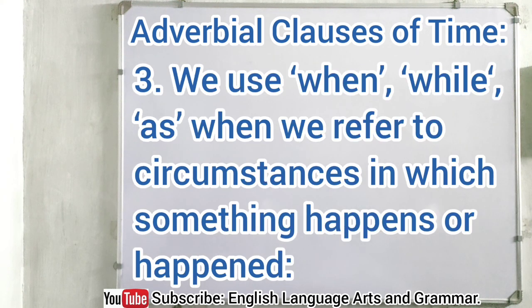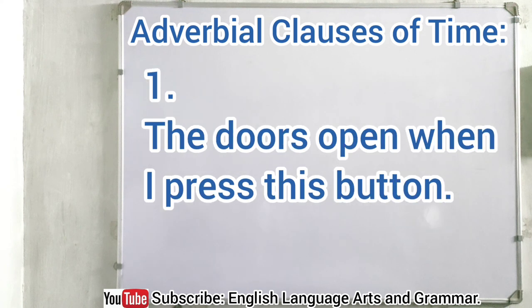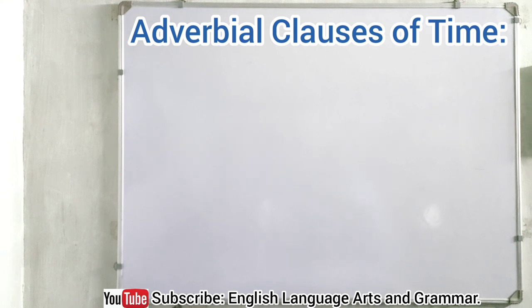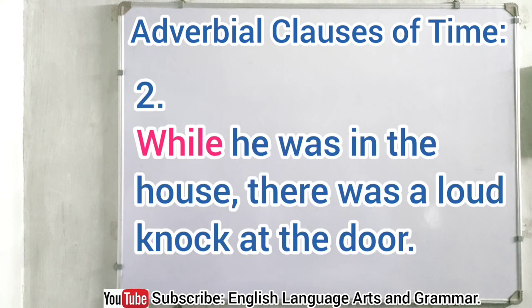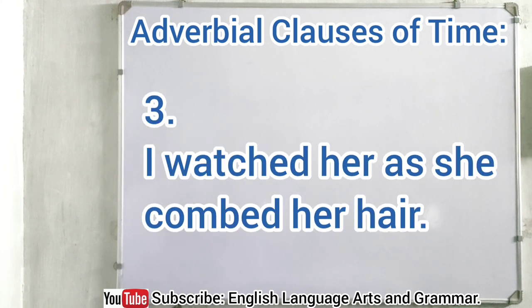We use when, while, as when we refer to circumstances in which something happens or happened. Let us learn some examples. Example 1. The doors open when I press this button. Example 2. While he was in the house, there was a loud knock at the door. Example 3. I watched her as she combed her hair.